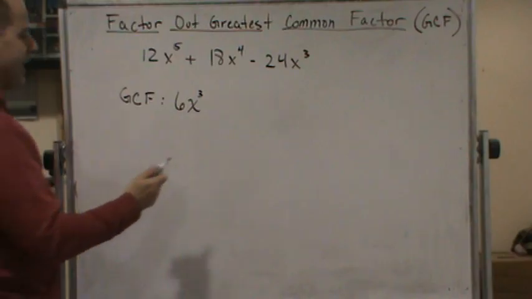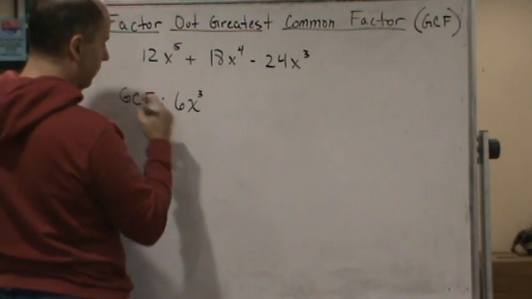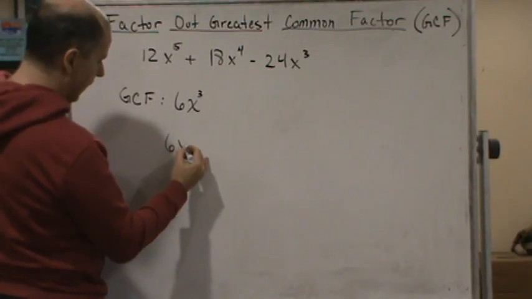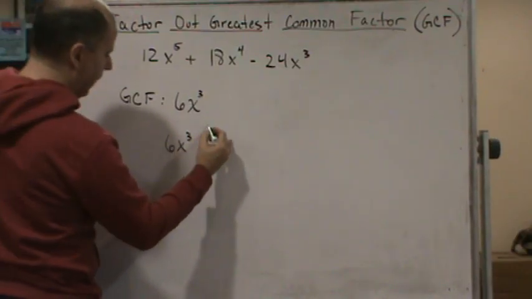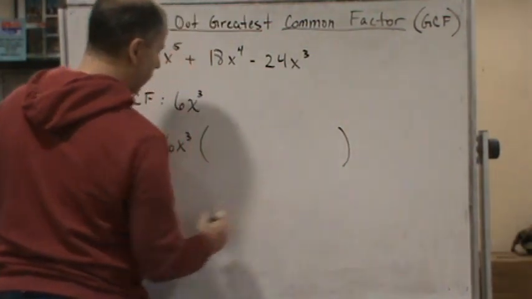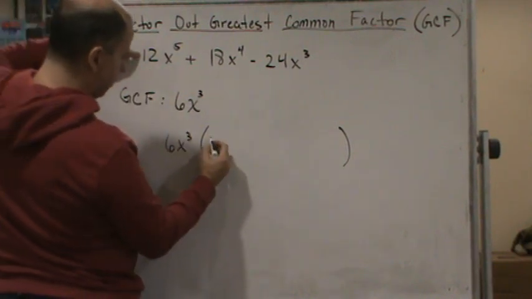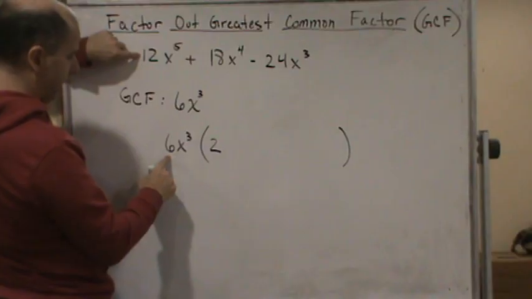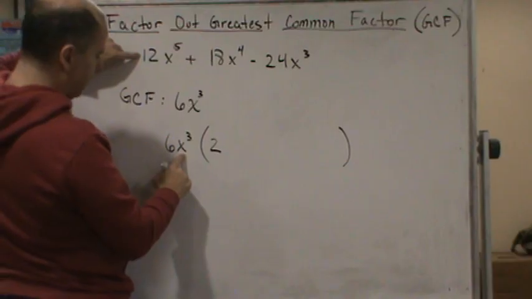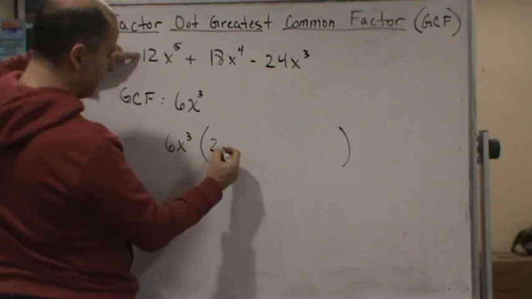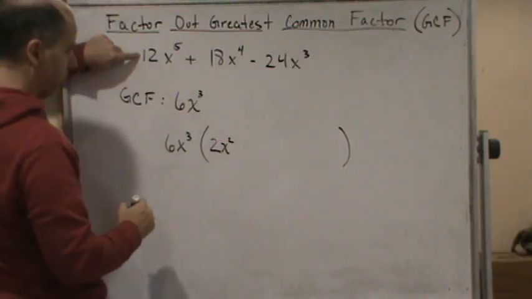And so now we're going to factor out the 6 times x cubed, right? And we need to figure out what's left over. So when we factor the 6 out of the 12, that's going to leave us 2, because remember the distributive property, we've got to get back to where we started. So 6 times 2 equals 12. Now, x cubed times what equals x to the 5th? That's going to be x squared.